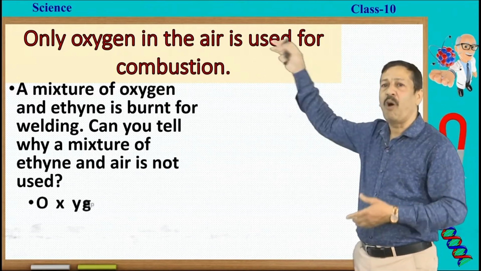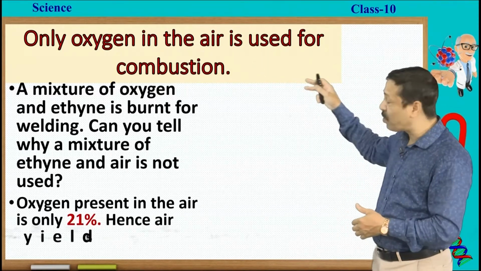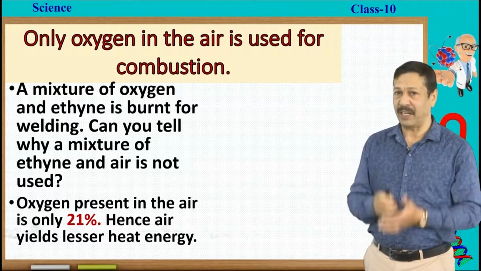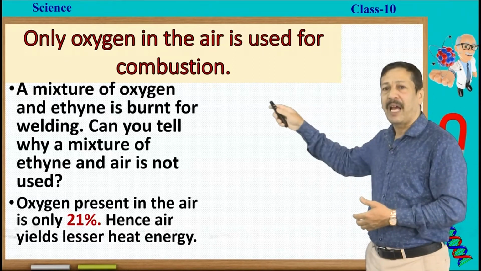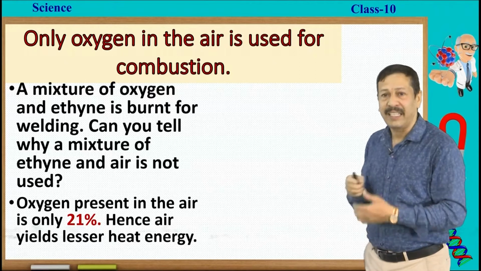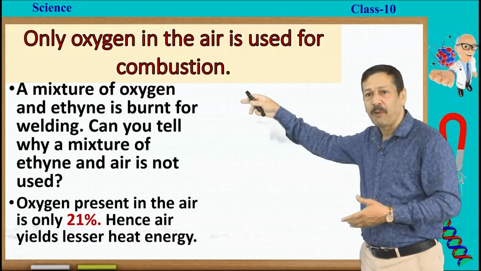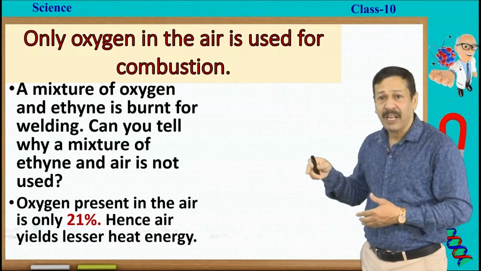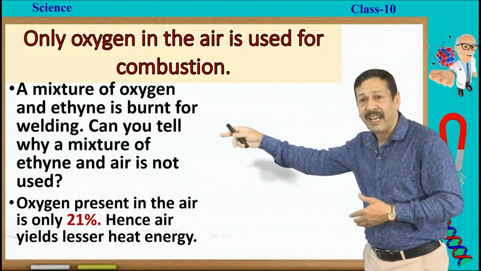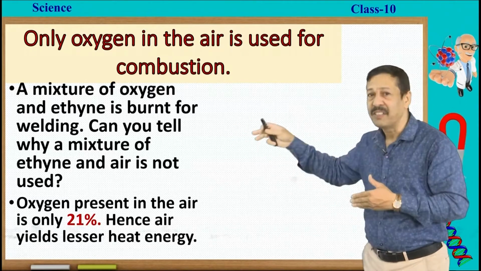Now, only oxygen in the air is used for combustion. You can recall this one. If you have a mixture of oxygen and ethane, it is burned for welding. Can you tell why the mixture of ethane and air is not used? Think and tell.